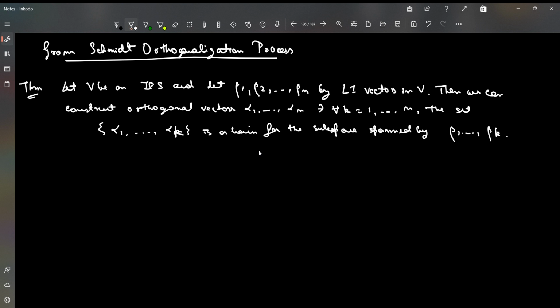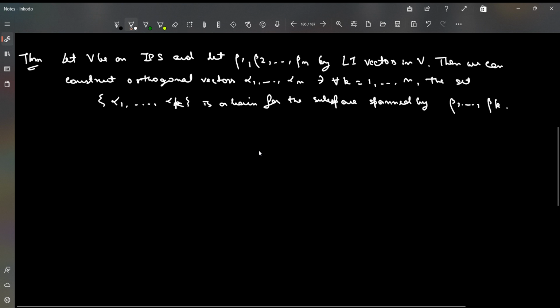Okay, so let's give a proof of this, and the proof, as I said, is what we call the Gram-Schmidt orthogonalization. So, proof. This Gram-Schmidt orthogonalization is an inductive procedure to construct each of these orthogonal elements. To have an inductive procedure, we first fix the first element.